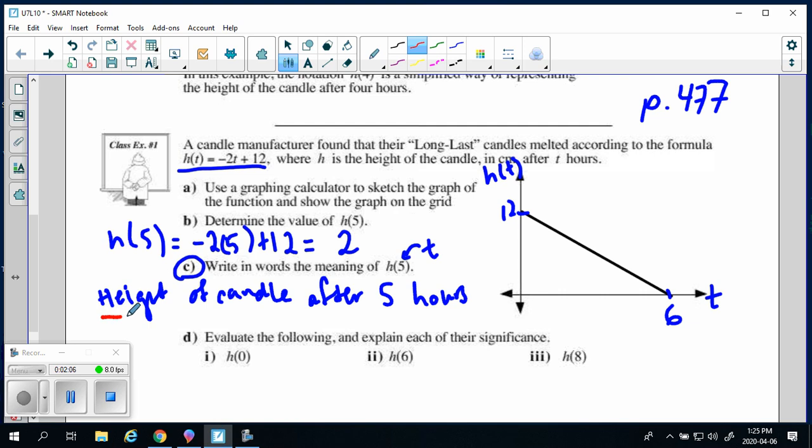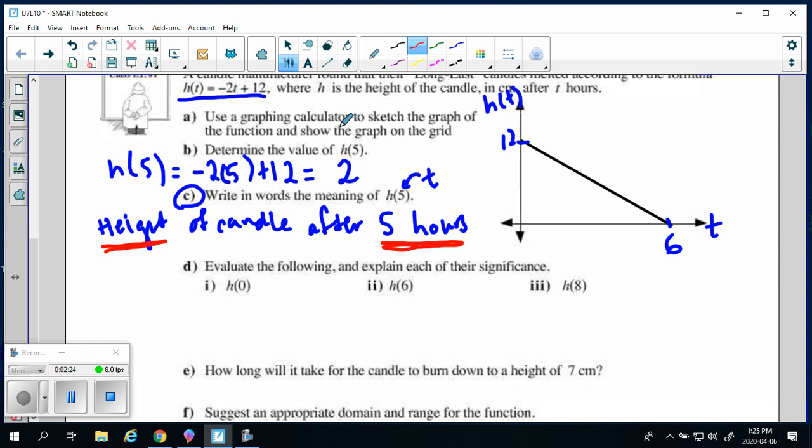Notice that this has two parts to it. I talked about the height of the candle, and I specified that this was after 5 hours. So if you just said the height of the candle, that would not be correct. You have to incorporate that 5 hours, so you're showing the relationship between these two variables.